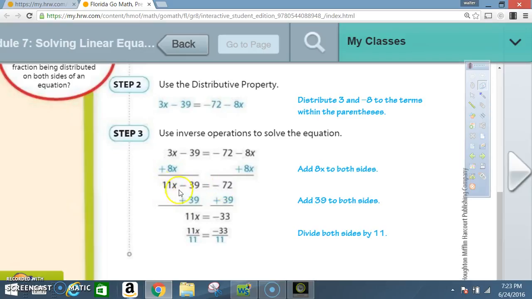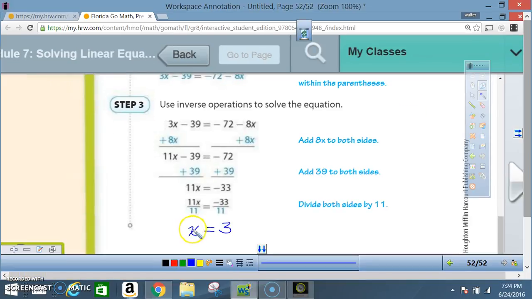I want to get this 11x by itself, so I'm going to add 39 to both sides. After doing so, the 39s will cancel out. I'm left with just 11x. Now I got 11x is equal to a -72 plus 39. That comes to be a -33. I want to get this x by itself. So therefore I must divide both sides by 11. 11 divided by 11 is 1. And a -33 divided by 11 is a -3. So the final answer is x is equal to -3.